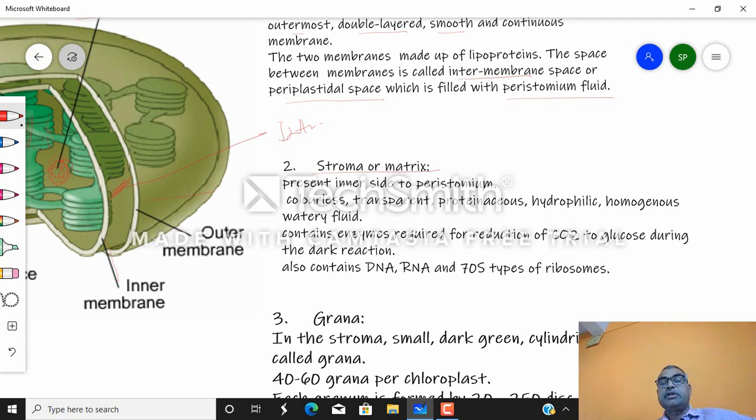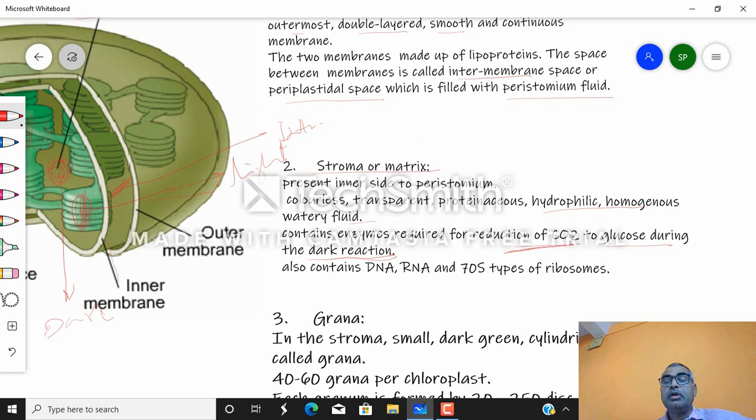It is a colorless, transparent, proteinaceous, hydrophilic, homogeneous, watery fluid. It contains the enzymes required for the reduction of CO2 to glucose during the dark reaction. As you are well aware about photosynthesis, two types of reactions are present: the first is the light reaction and the other is the dark reaction. The light reaction of photosynthesis takes place in the granum region. This is the site where the light reaction takes place, while this is the stroma region where the dark reaction takes place.